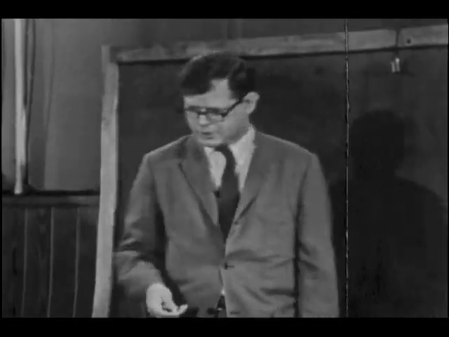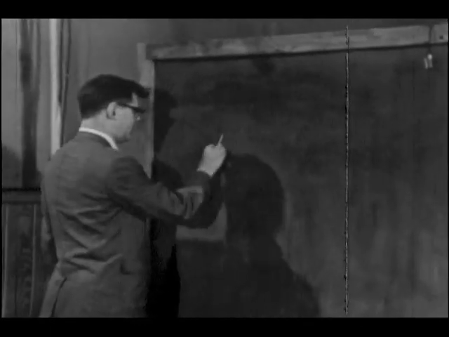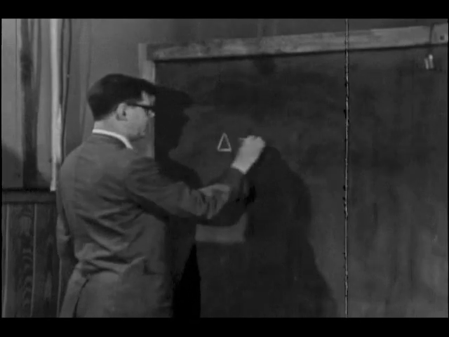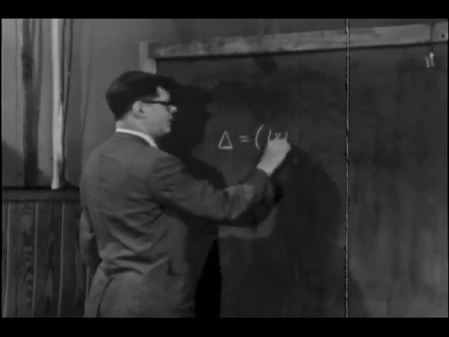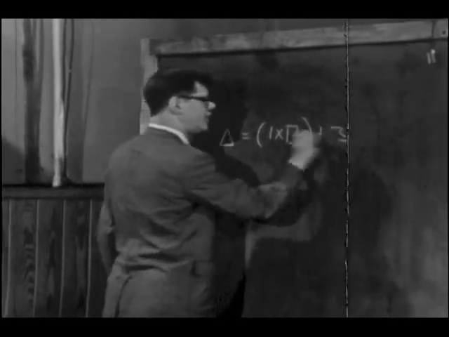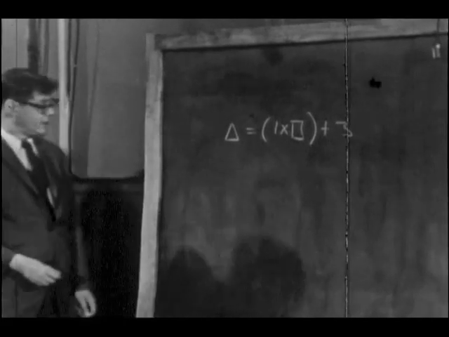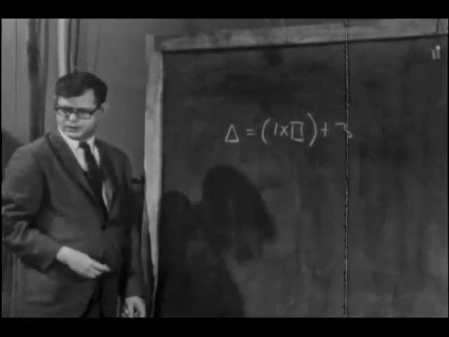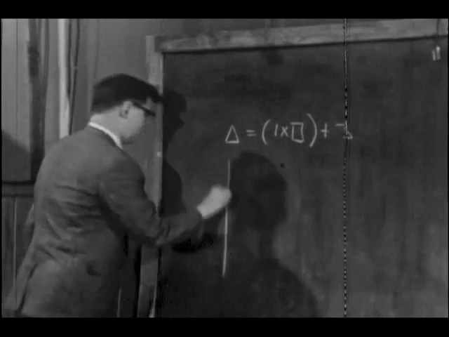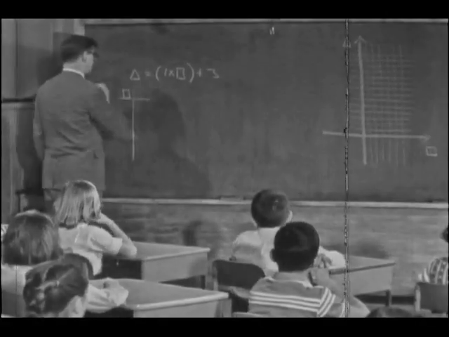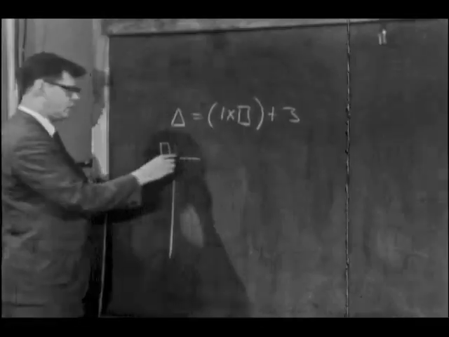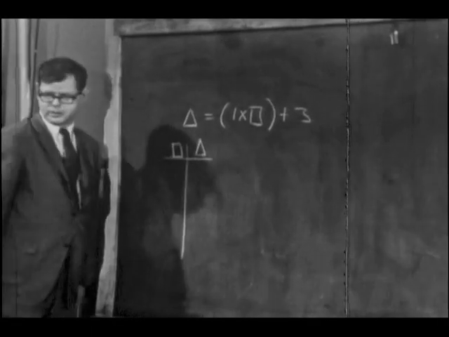I want to do some stuff with equations here and truth sets. Suppose we started with something like that. It's going to say triangle equals 1 times box plus 3. And you have to tell me pairs of numbers to know whether this is true or not. The first number you tell me I'll put in the box, and the second number you tell me I'll put in the triangle. Okay, we always do it that way.